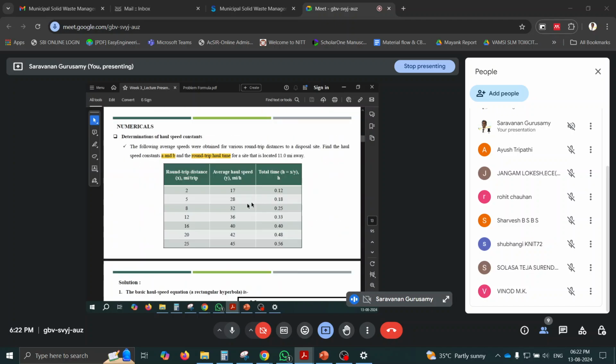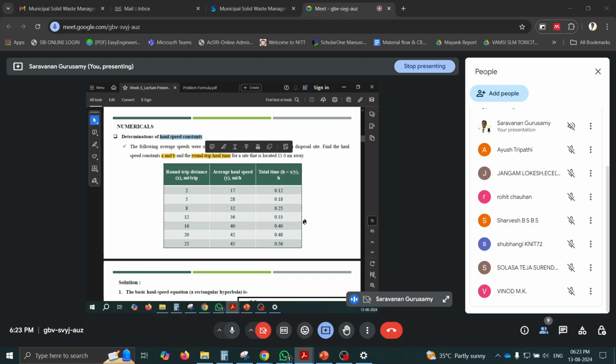So they had given one round trip distance as X, and the haul speed is 17 miles per hour if they are going, and the total time taken is 0.12. So that's the graph they had given. So we are asked to determine the haul speed constants.